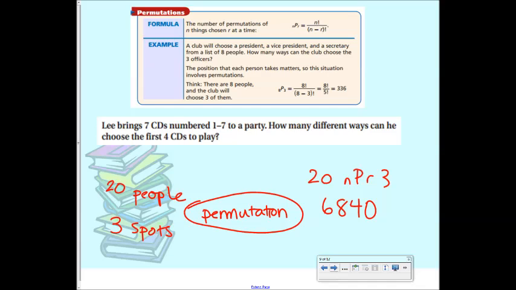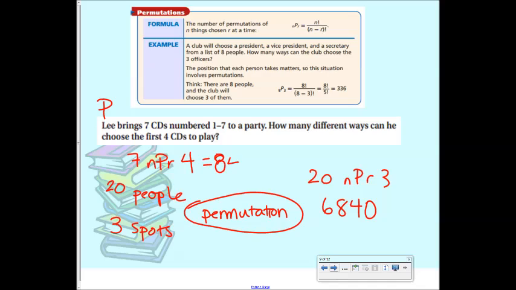How many different ways can he choose the first 4 CDs to play? So this is a permutation because the order of the CDs matters. So how am I going to enter this into my calculator? So the first thing I decide is that it's a permutation, which means I'm going to use NPR. But what are my numbers going to be? 7. I have 7 choices. And then how many am I choosing? 4. Good. So I'm going to do 7 NPR 4, which is 840. All right, so there's 840 permutations for ways you can select all those CDs.